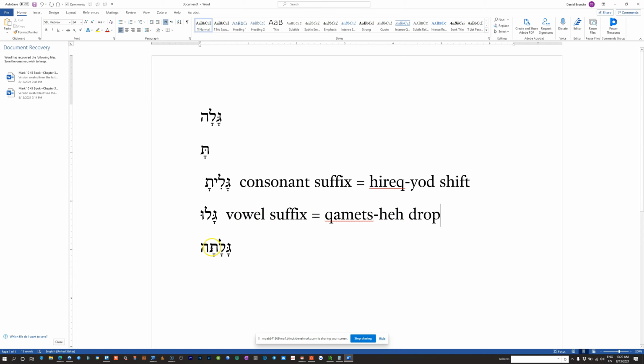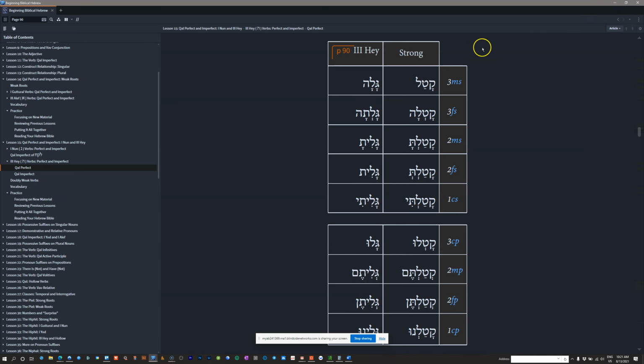But when you apply the comet's hey drop to the III-Fs form, you're going to end up with a form identical to the III-Ms, and they don't want that. So in this particular situation, let's just call this a comet's hey suffix. In this particular situation, third hey shifts to tav. All right. And then you add your suffix to it. So those are the three things with the comet's hey. All right, so now let's go back to the exercises.